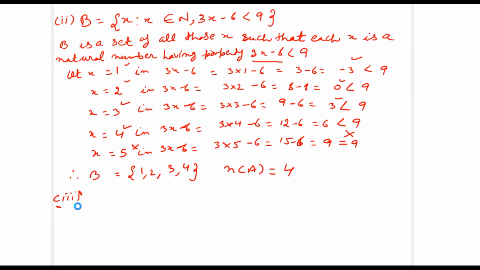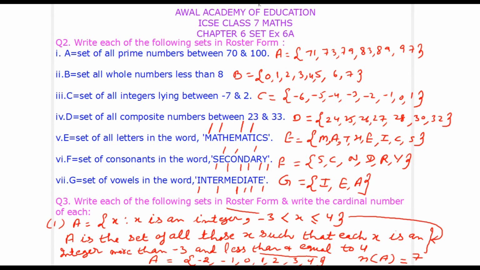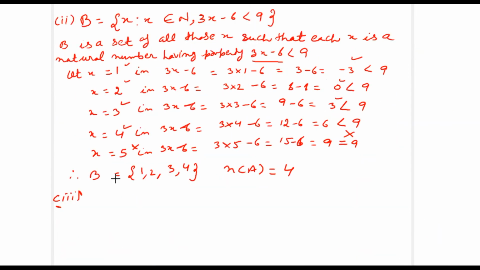What is part third saying? Part third of it is saying C equals x such that x equals n square, n is an element of the natural numbers, and 10 is less than n is less than 16. n is greater than 10 and less than 16.